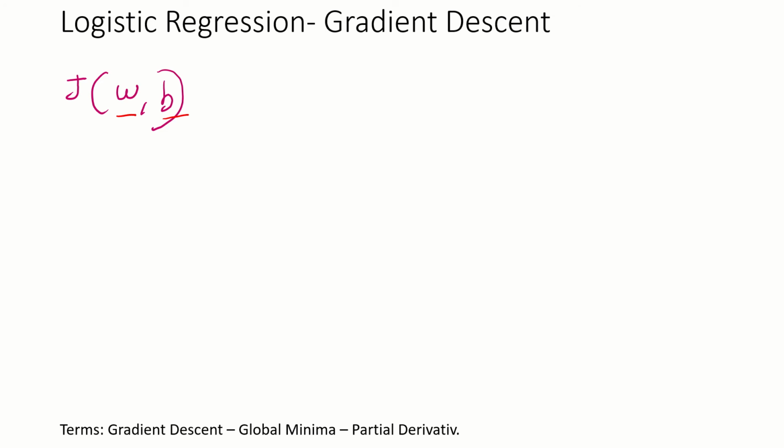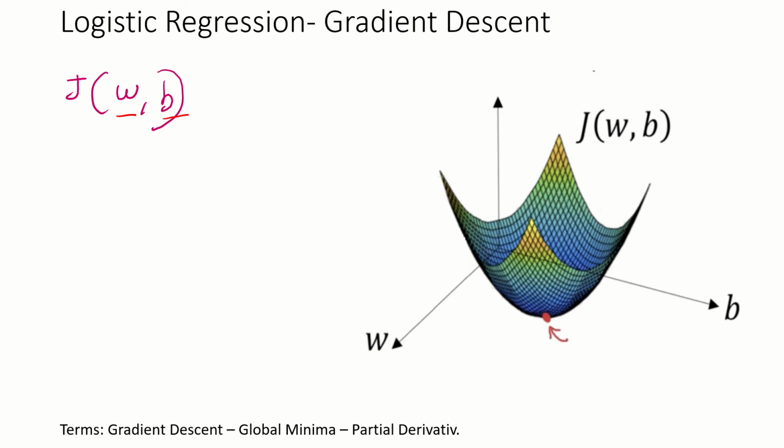The cost function for logistic regression is a convex shape, which means it only has one global minima. To illustrate this, let us take a look at this graph. On the x and y axis respectively, we see w and b. This is a convex shape, and the lowest part of the shape is known as the global minima, which represents the least cost function, that is, the optimal value for w and b.